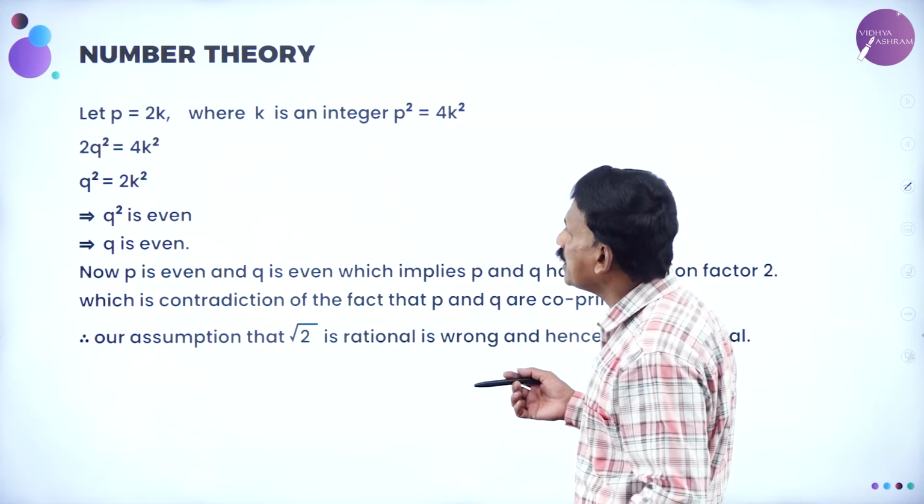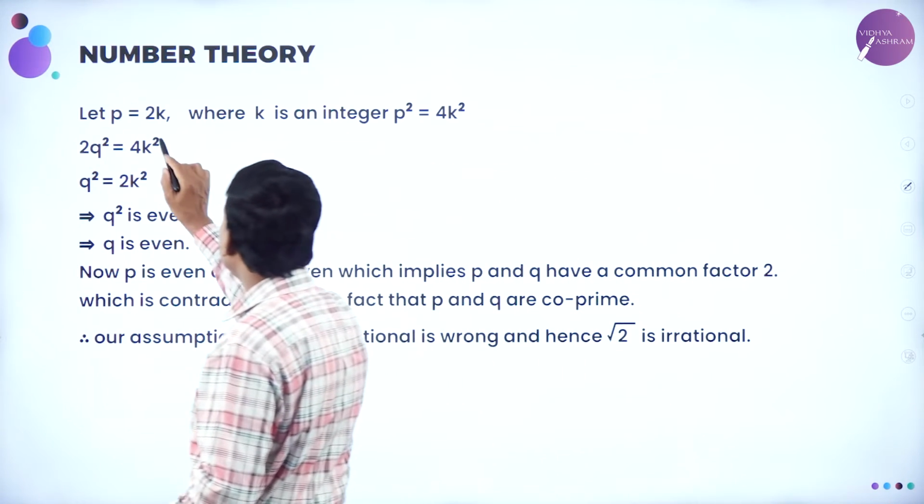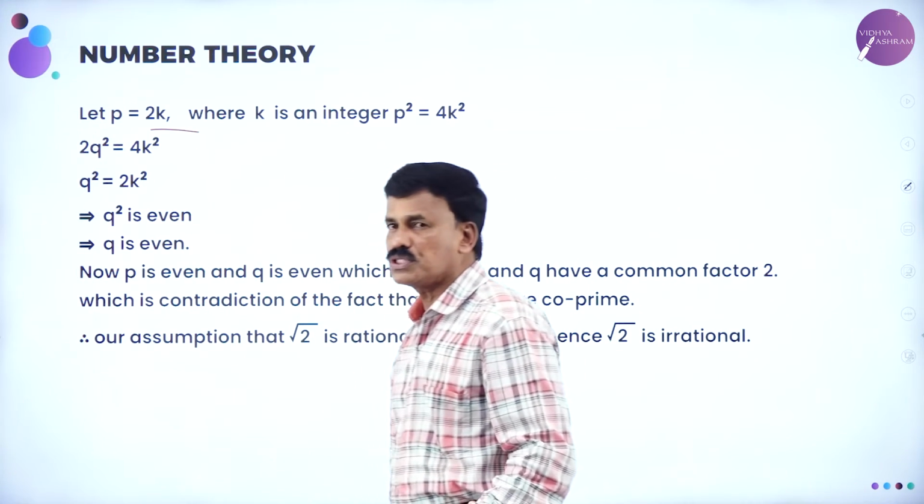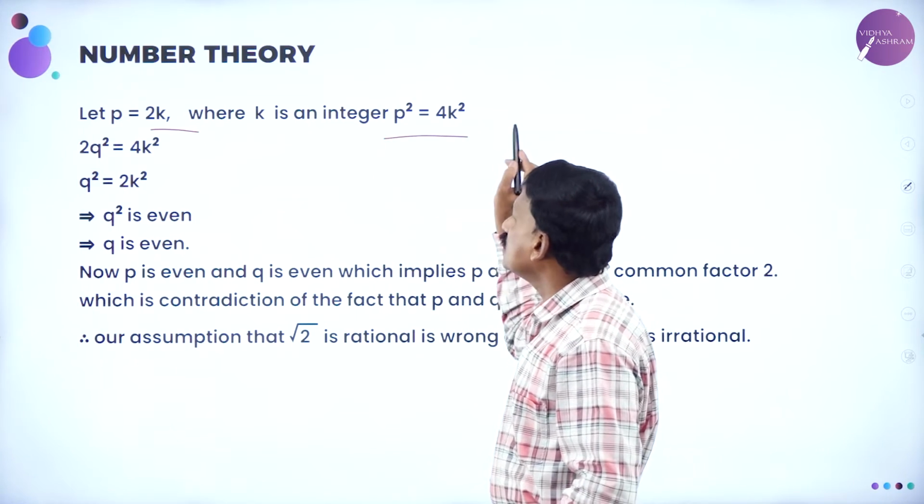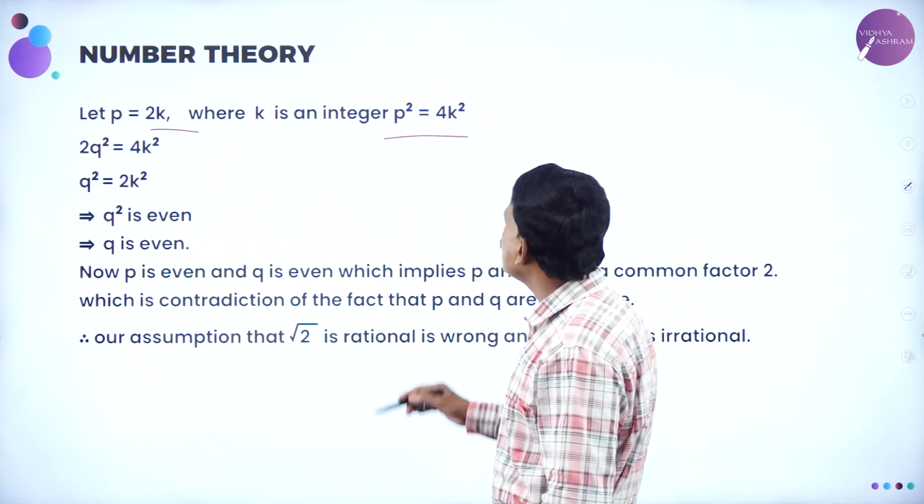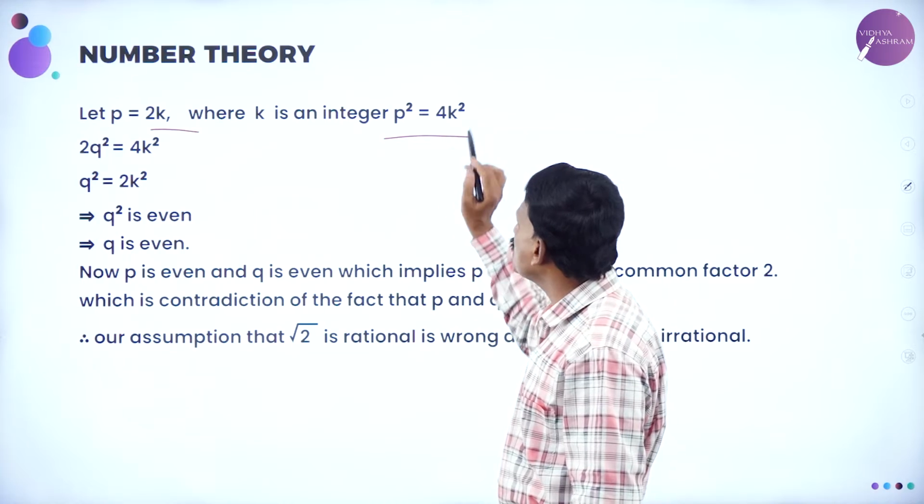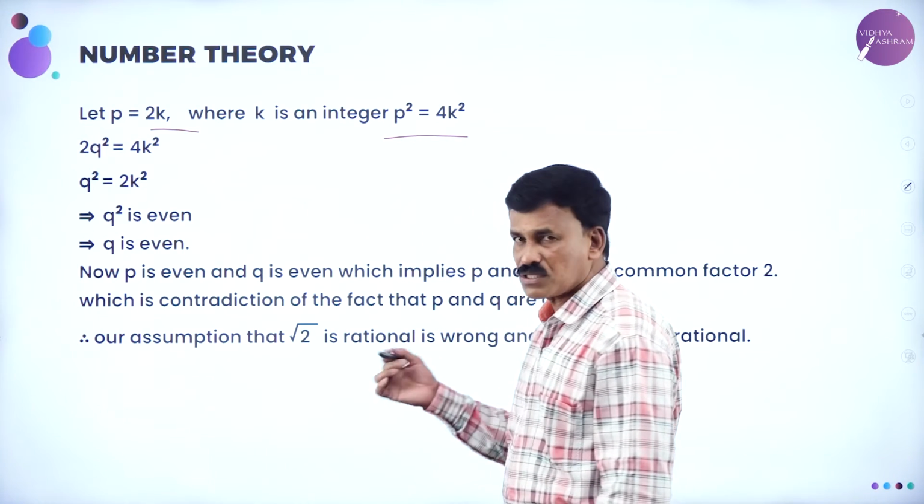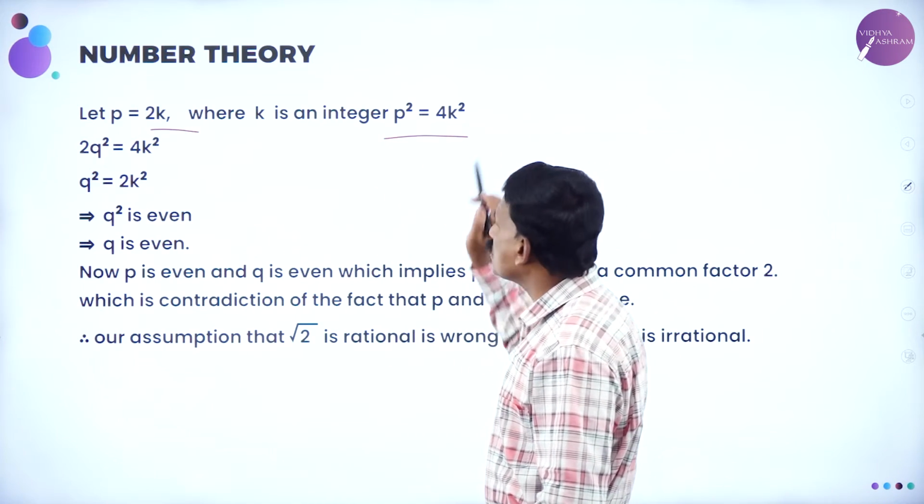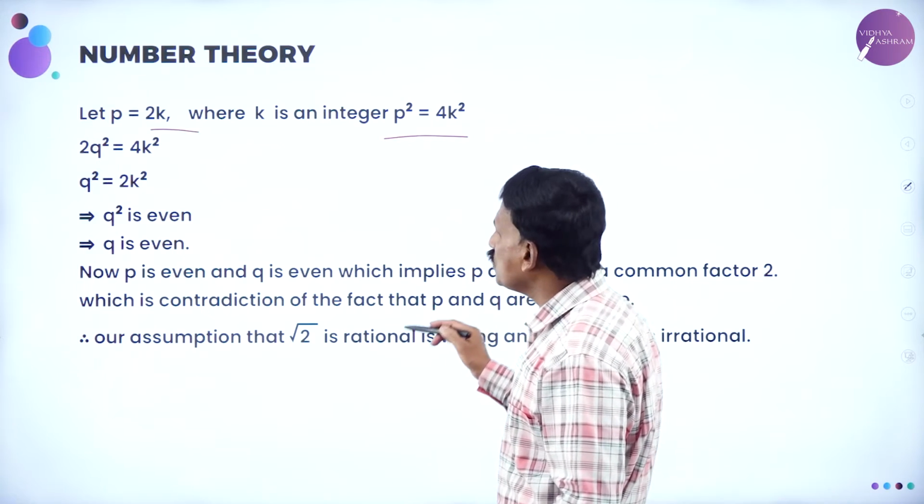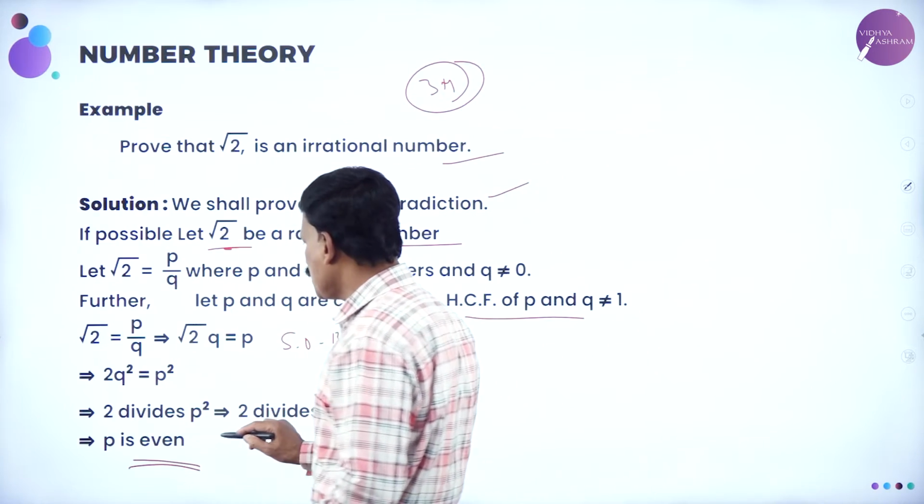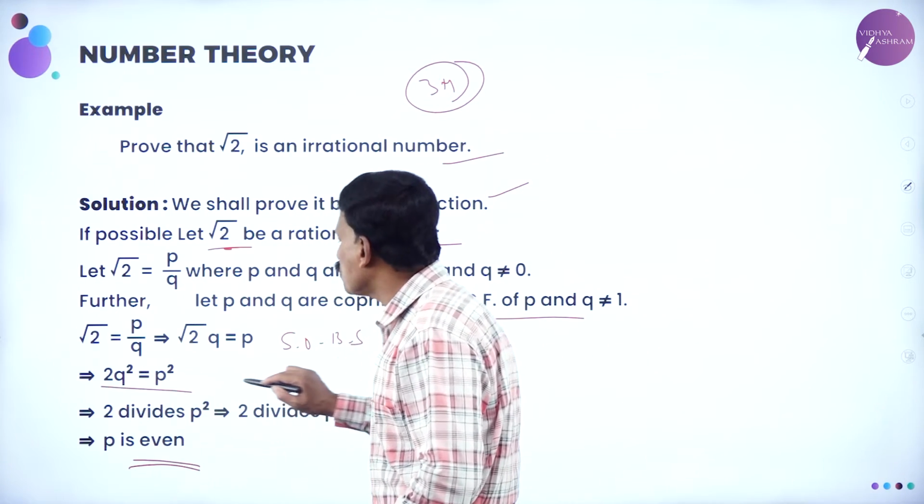Now, on the other hand, let p is equal to 2k for some integer k, where k is an integer. Square it, p square is equal to 4k square. Now, since we know that p square is also equal to 2q square.